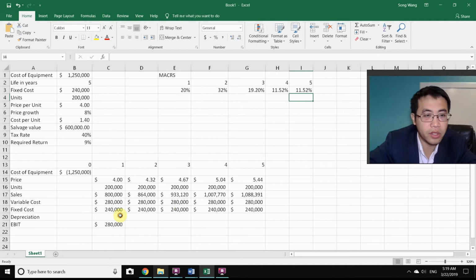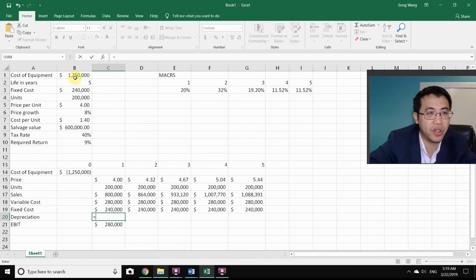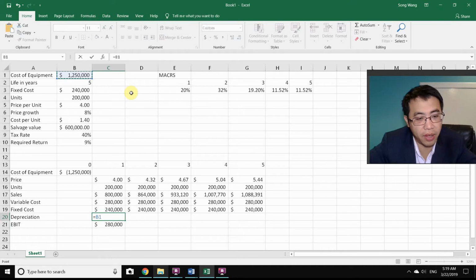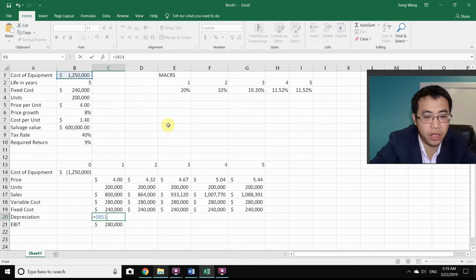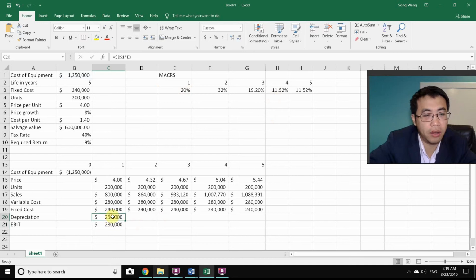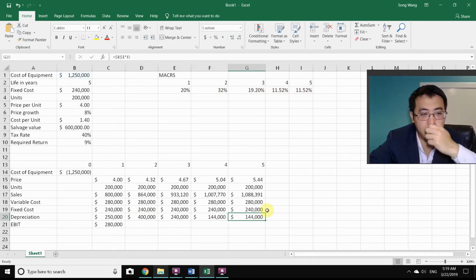All right, so if I try to get the depreciation, I will use the cost of equipment. Lock it. Make sure you lock it. Press F4 or just put a dollar sign, and then multiply by the percentage. Then you drag it all the way to the right. You will see that each time I keep using the cost of equipment multiplied by the percentage. So that's my depreciation.